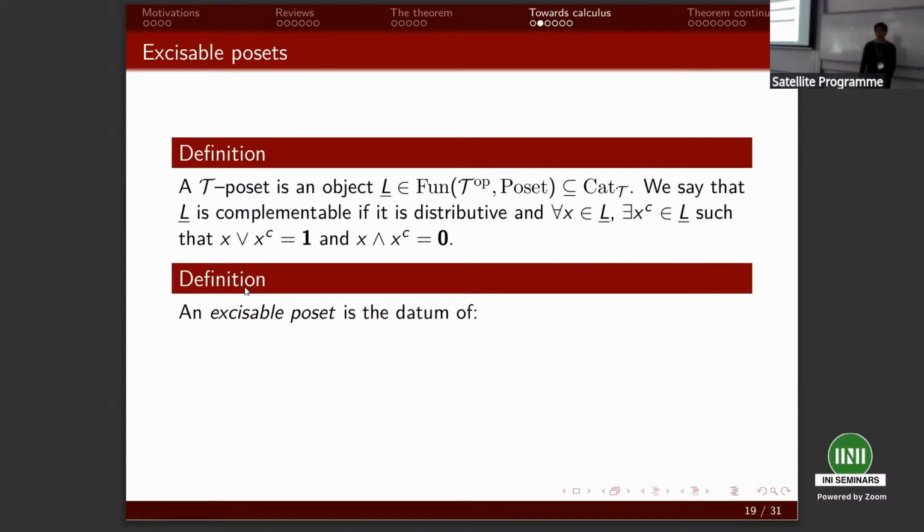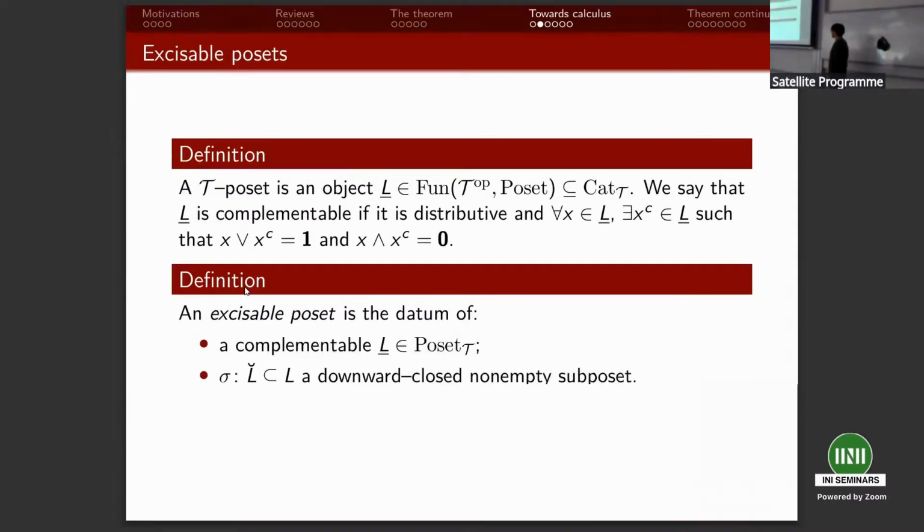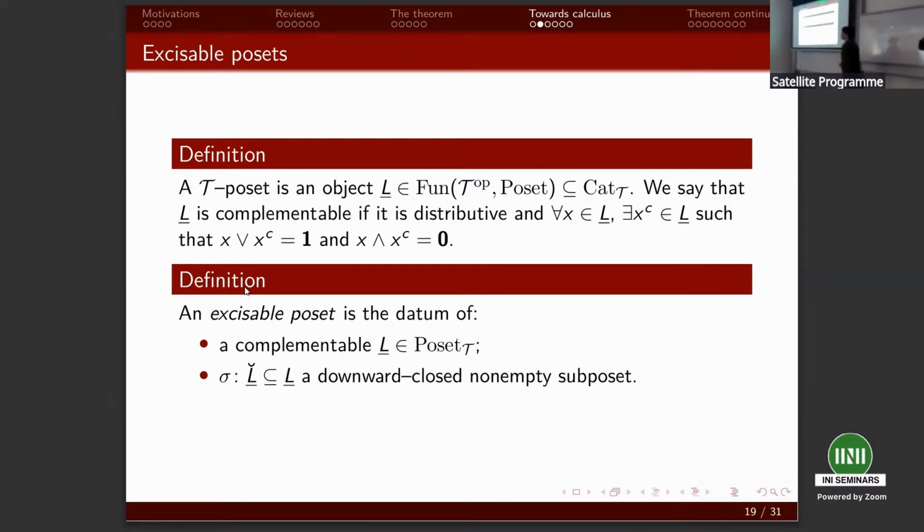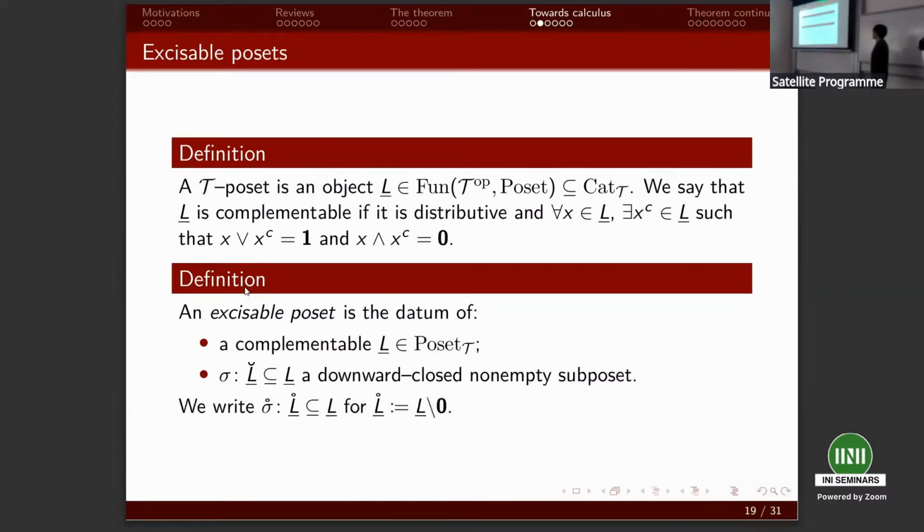And now an accessible poset is the datum of the following thing. You have a complementable L equipped with a downward closed sub-poset, which I call L half moon, and I follow Robin's notation for this. And then I'm going to write L cert for the sub-poset, which is basically everything, but you puncture away from the initial object.